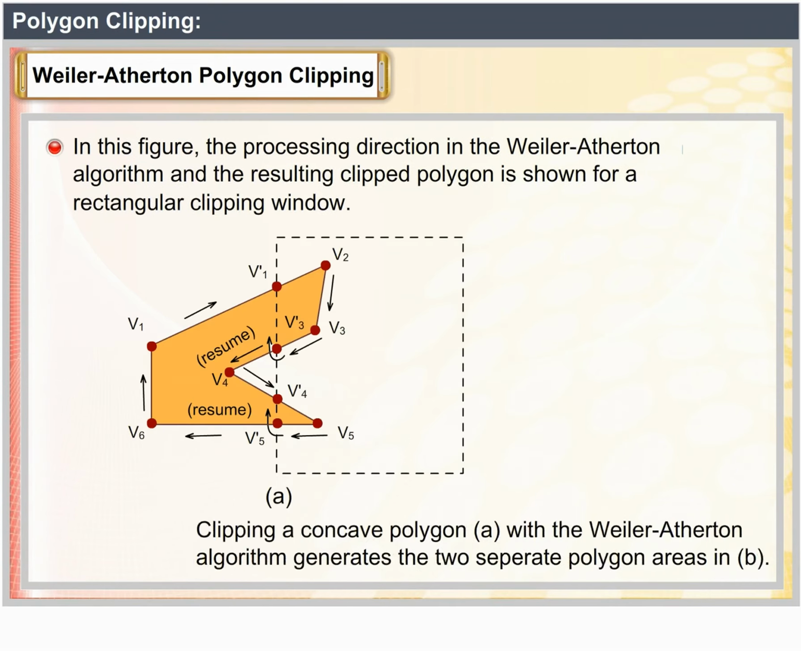An improvement on the Weiler algorithm is the Weiler-Atherton algorithm, which applies constructive solid geometry ideas to clip an arbitrary polygon against any polygon clipping region. This figure illustrates the general idea in this approach. For the two polygons, the correctly clipped polygon is calculated as the intersection of the clipping polygon and the polygon object.